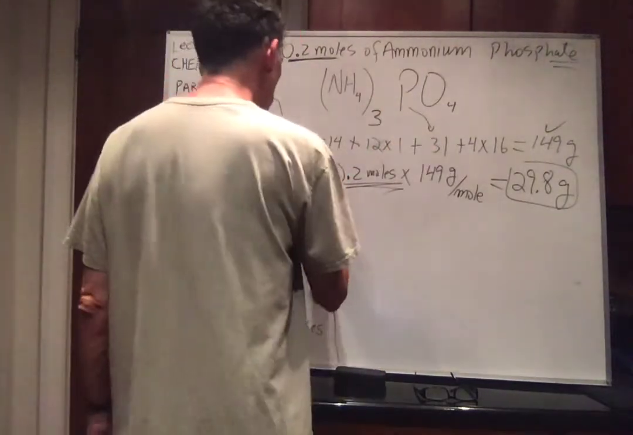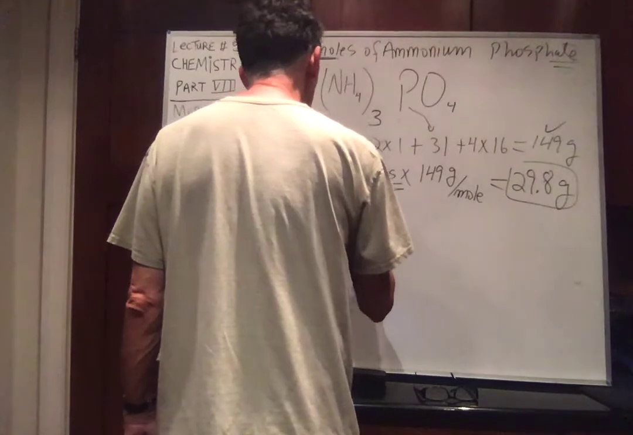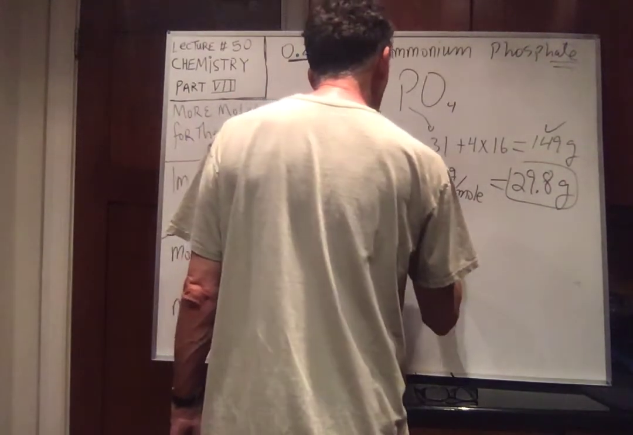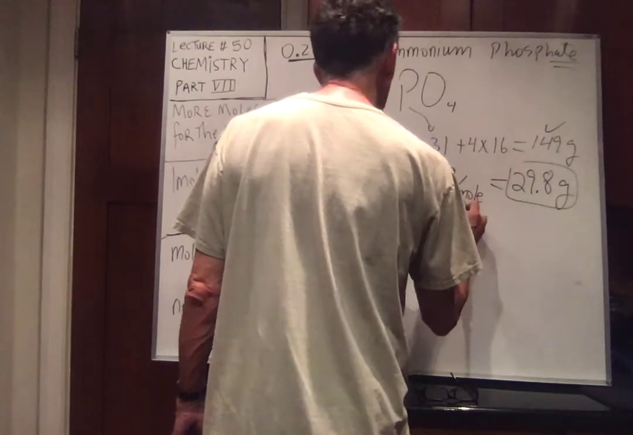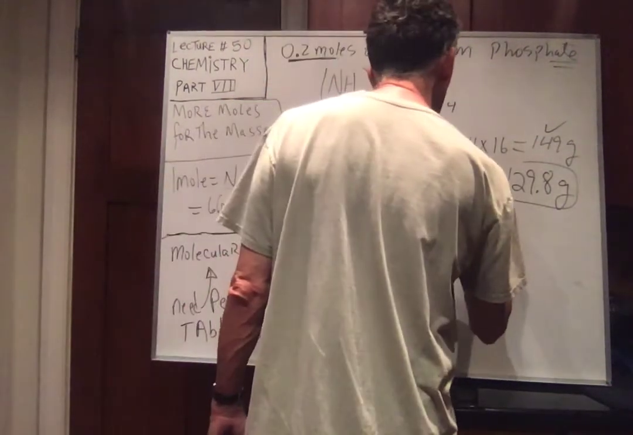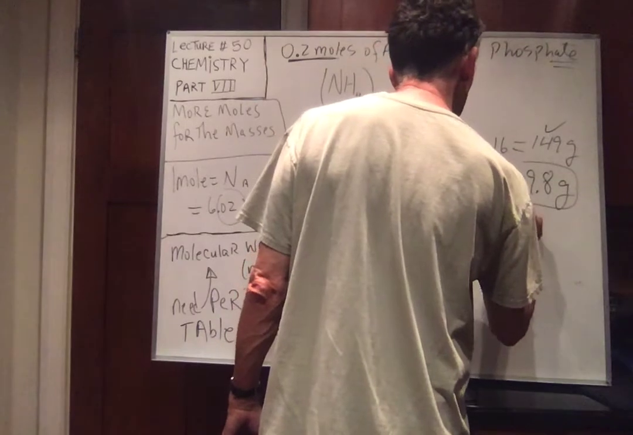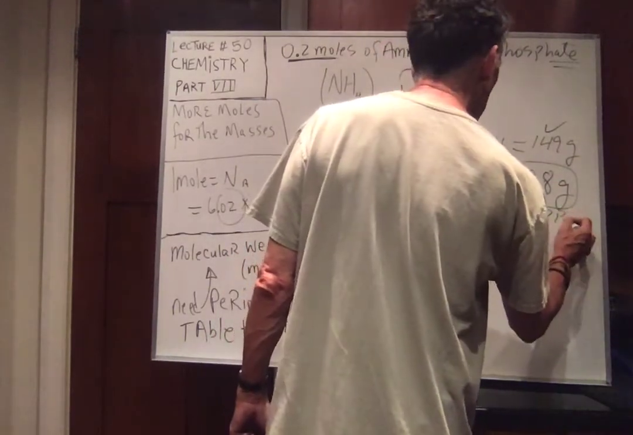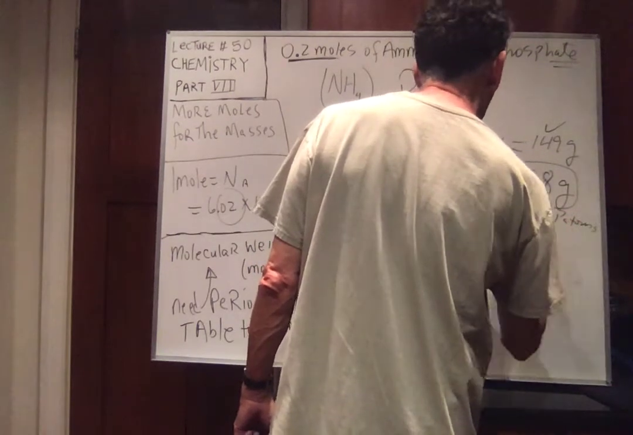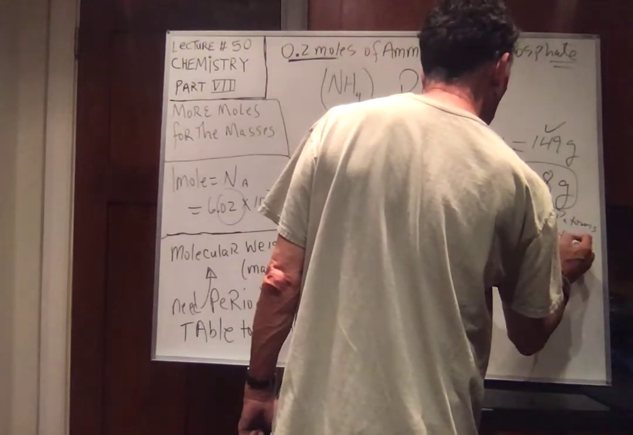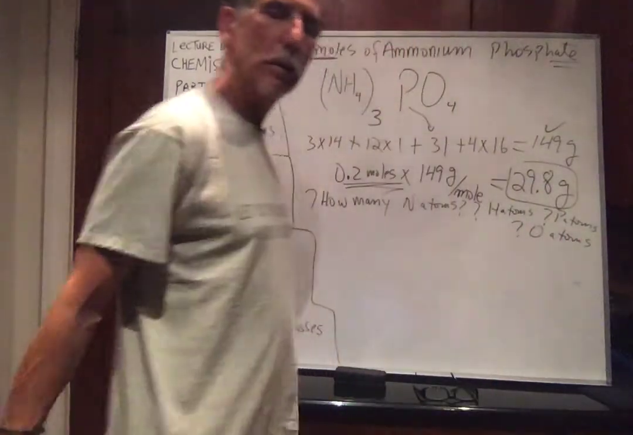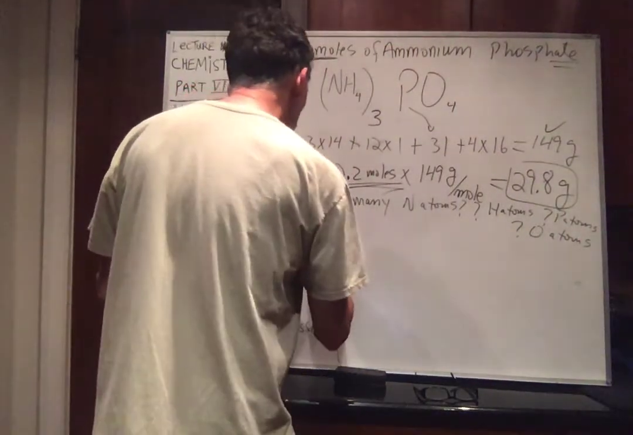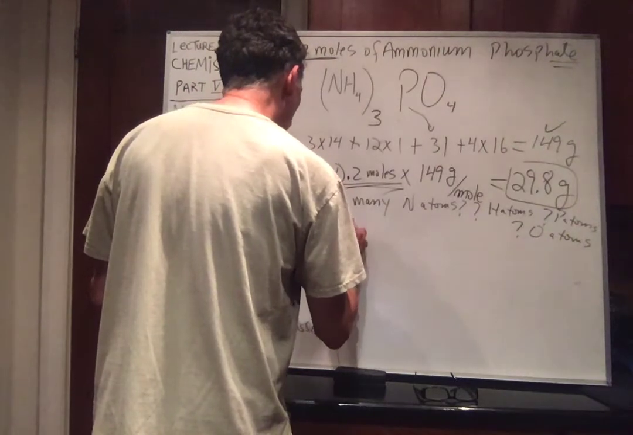Now, again, I'm going to ask the question. How many N atoms? How many H atoms? How many P atoms? How many O atoms? Okay, so this would be a test question. So let's see. In 0.2 moles, so we have 0.2 Na.